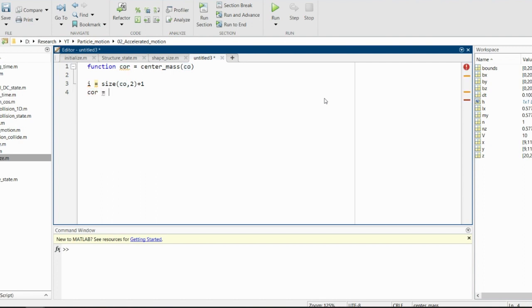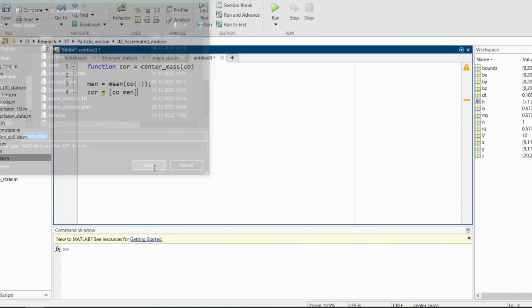Whatever the x-axis, first there will be the x-axis, two coordinates 1 and 2, and I will add up the third one, which will give the center of mass. So I have to do the mean. So mean is equal to the mean of CO. Yep, that would be it. And I'm going to add that part at last. I think this will work.